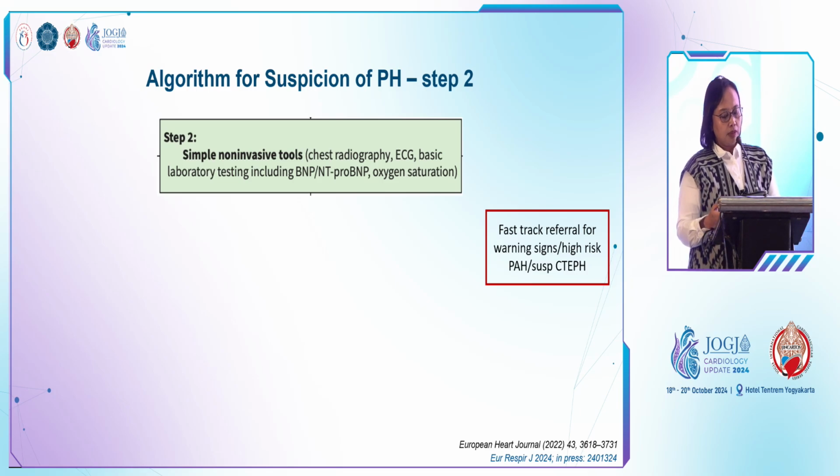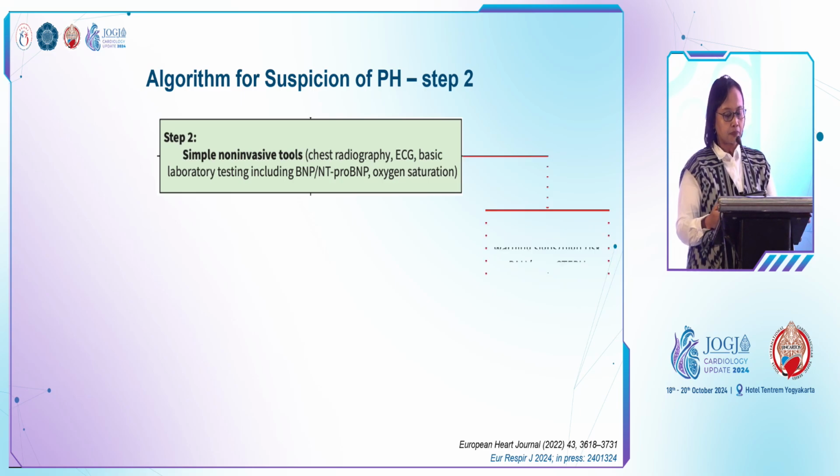So step 2 is to provide simple non-invasive tools. It's very easy; you can do it in primary healthcare. Do the chest X-ray, do the ECG. From pediatric to adulthood, it's very simple. You can do the 12-lead ECG.